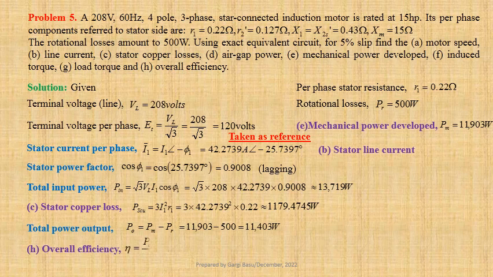Now we shall compute overall efficiency of the motor. Eta equals PO divided by Pin. Using values we get 11,403 divided by 13,719, that gives us 0.8312 per unit or 83.12%.